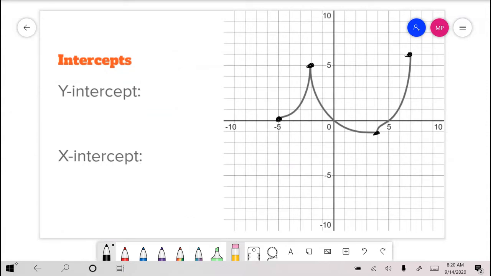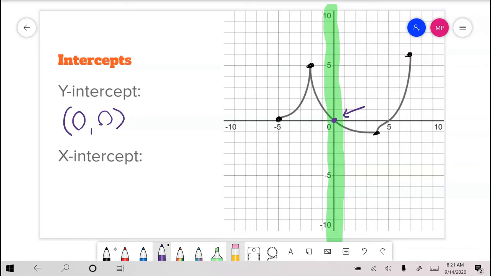Now a quick review of x and y intercepts. Remember, for the y-intercept, it's where it crosses the y-axis. The x-intercept is where it crosses the x-axis. So if we're looking at the y-intercept first, we're looking for where it crosses the y-axis, and it looks like right here is a nice spot. So if we wanted to find that ordered pair, since we didn't move anything to the left or right, we didn't go up or down anything, the y-intercept will be at 0, 0.